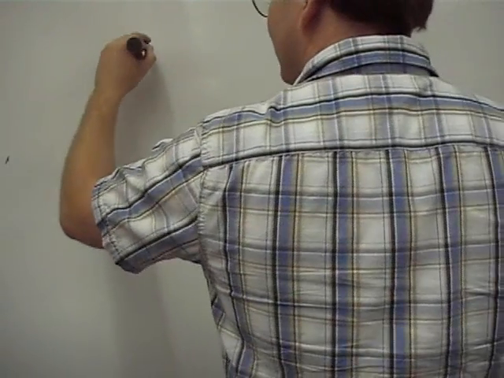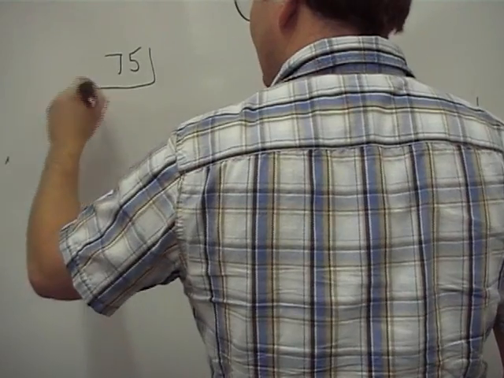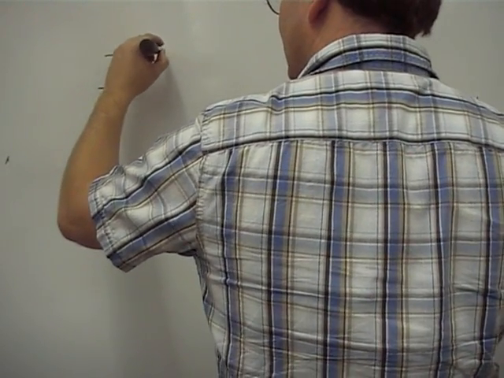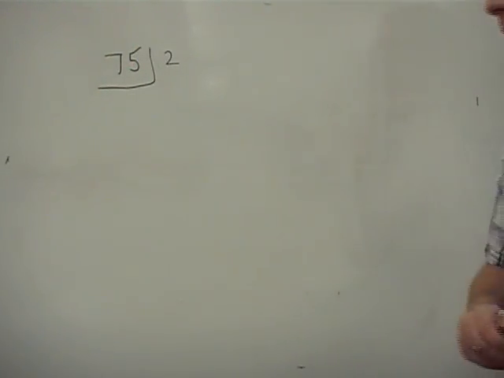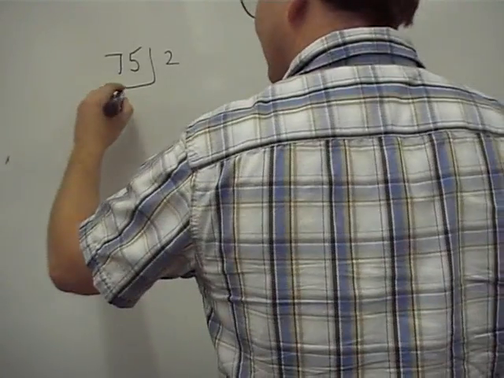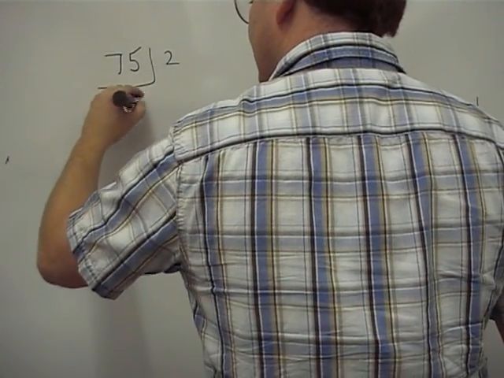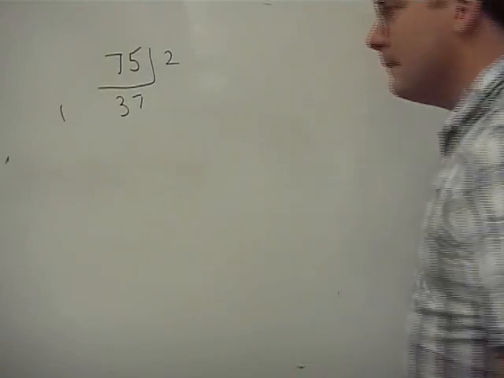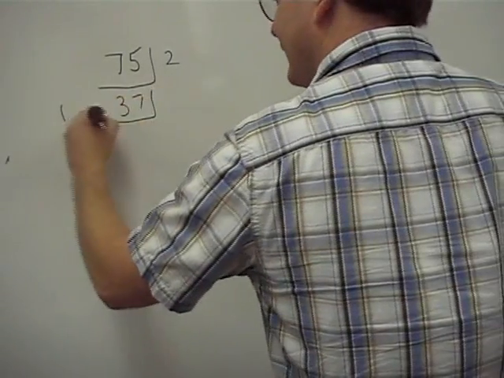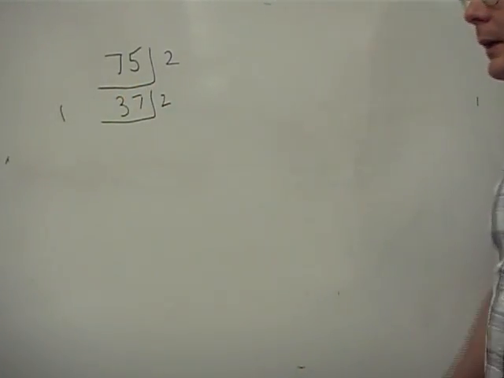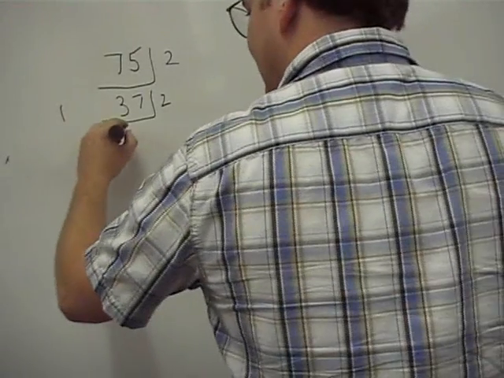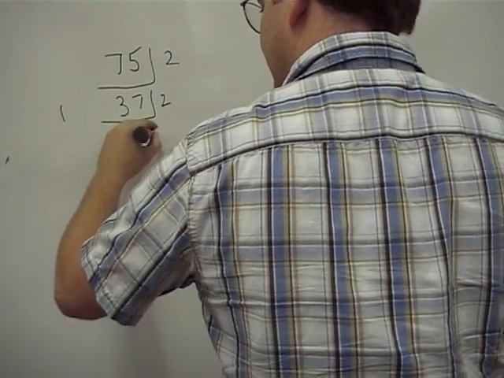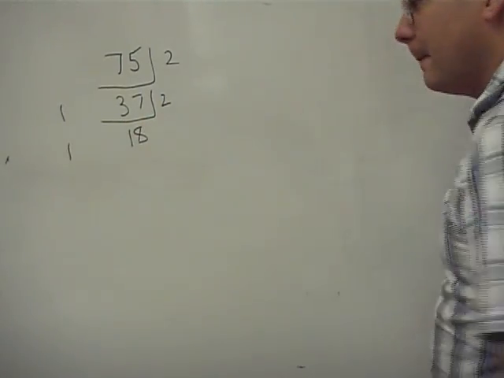So we divide this by 2. If you do 2 into 75, that's going to go 37 times with a remainder of 1. You divide that again by 2. This divided by 2 is going to give you 18 with a remainder of 1.